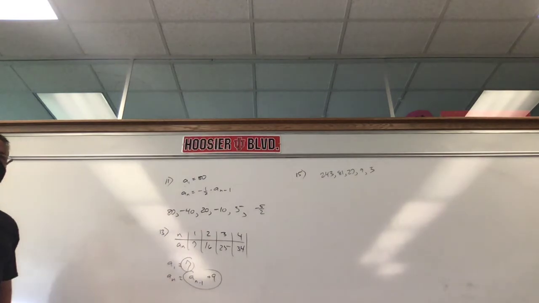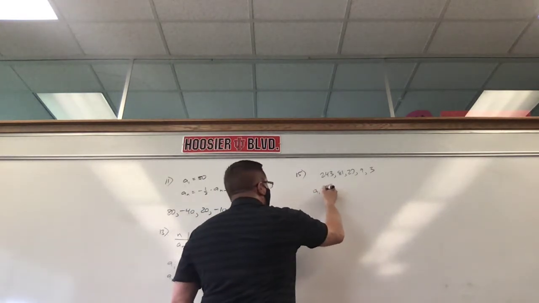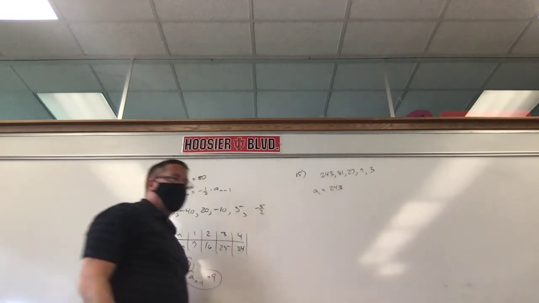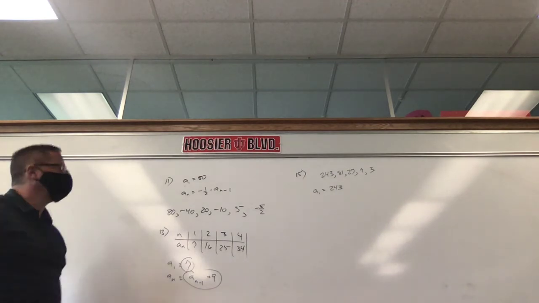They want you to come up with a recursive formula. First part's easy. What's a sub 1? 244. How do you know that? It says A sub 1 stands for the first term. That's all it means, the first term, okay?